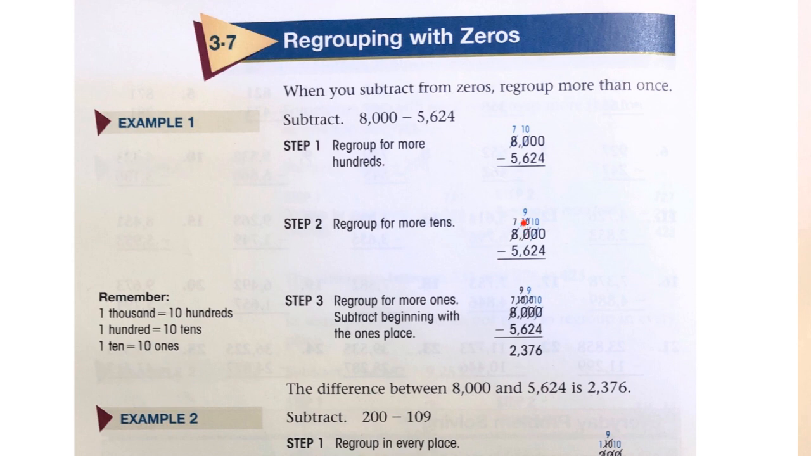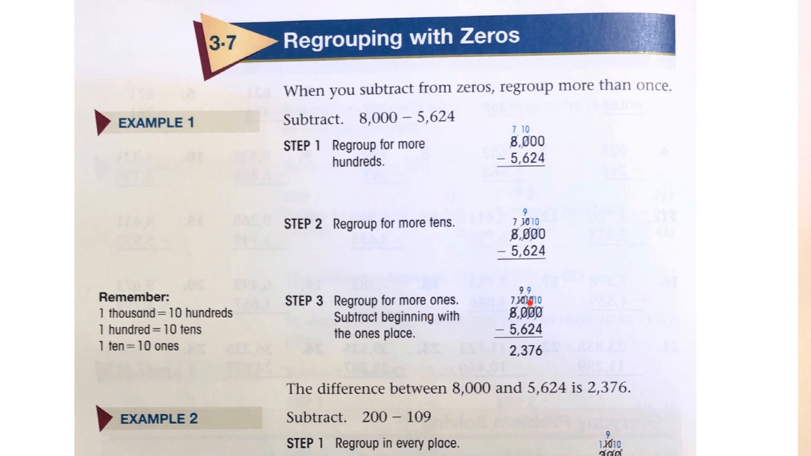Since the hundreds has a 10 now, let's regroup 1. 10 becomes 9. We give one of those to the tens column. Now the tens column has 10. 0 plus 10 is 10. Step 3. Regroup for more ones. Then we can subtract beginning in the ones place.